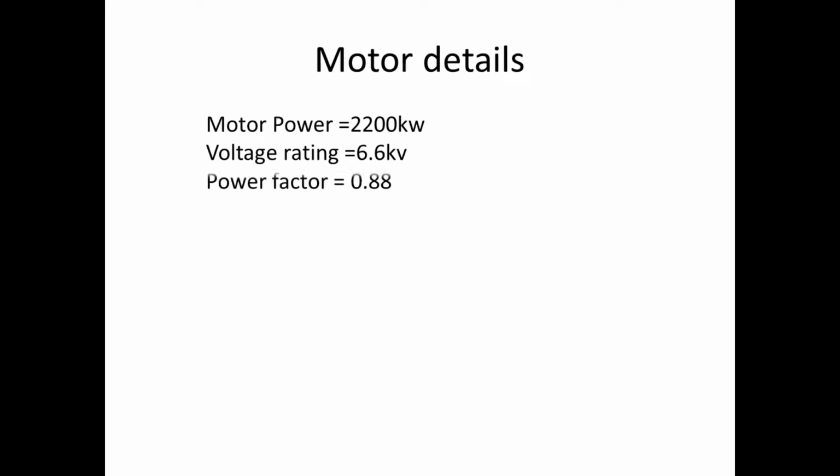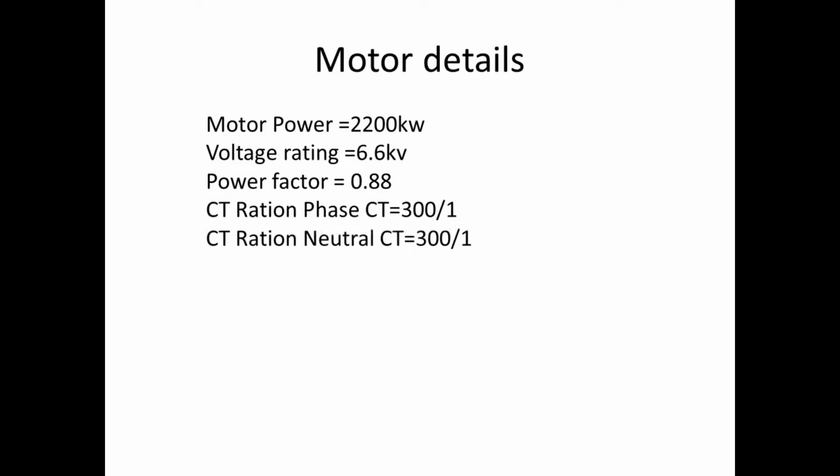Now we can see the motor details. The power of the motor is 2200 kilowatt. Voltage rating is 6.6 kilovolt. Power factor is 0.88. CT ratio for both phase CT and neutral CT is 300/1.